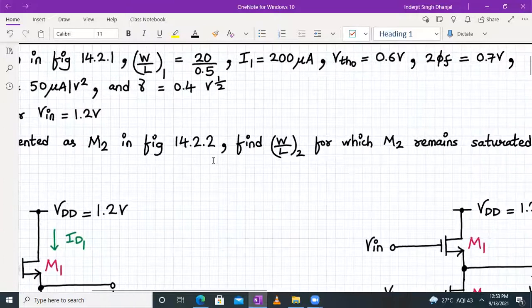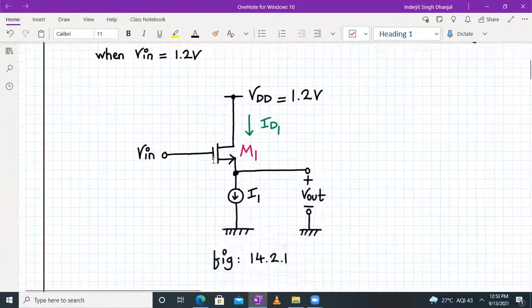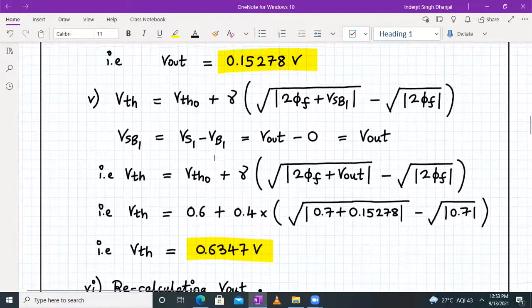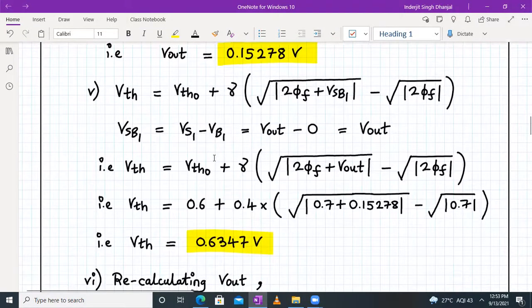Twice phi f value is 0.7. Yes, indeed it is 0.7. So we plug in the values in the calculator. V out value from the previous case is 0.15278, correct? We plug in the values over here and we'll find that your VTH, because of the presence of your body effect, is coming out to be 0.6347, right? And it will definitely be greater than 0.6, correct? Which is greater than your VTHO. So this is a correct estimate. VTH value should be greater than your VTHO value.